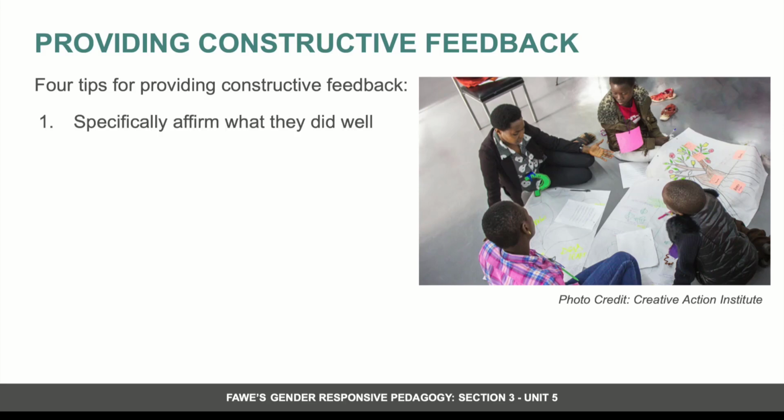Specifically, affirm what they did well. Correct and direct. It is important to correct their mistakes without shaming them and direct them to the right answer. You might provide the correct answer, ask strategic questions, or guide them to find the answer on their own. Point out the process. Guide your students to identify what steps they need to take to get a better result.